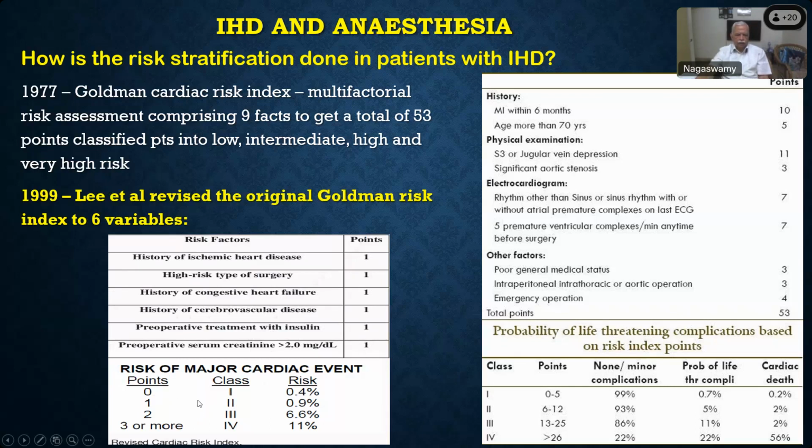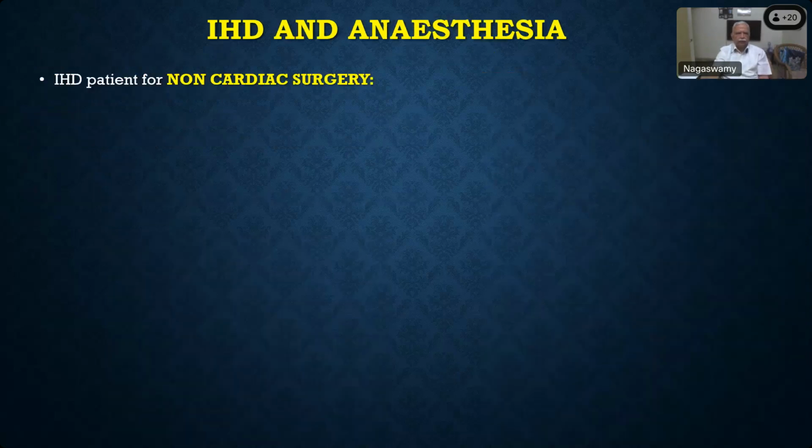So if the patient has no risk involved, then it is called class 1. The risk is very, very low. But if there are more than 3 points, then the risk belongs to class 4, where the risk is almost 11%. Okay, so just to assess that, you can take precautionary measures.